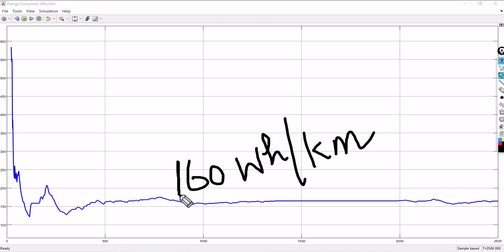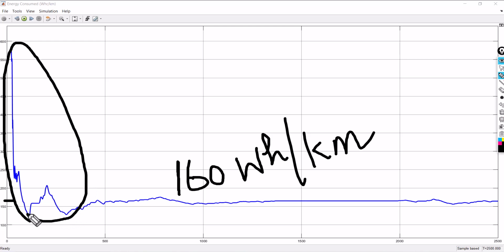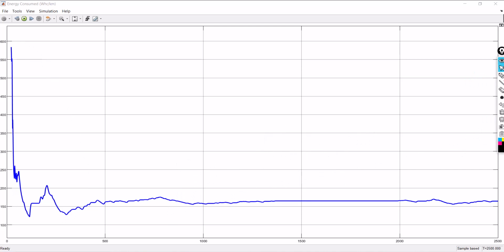So what is the energy consumed by this vehicle? It is 160 watt hour per kilometer for this drive cycle. You have to repeat the same kind of procedure for different drive cycles, then you can come to one conclusion. In this case, I am using the drive cycle FTP, the Federal Test Procedure 75. For the given vehicle, the energy consumption is approximately 160 watt hour per kilometer. Don't consider that it is high; initially it will require high energy, but over a period of time, it will be settled. So this is the energy consumed by the vehicle.